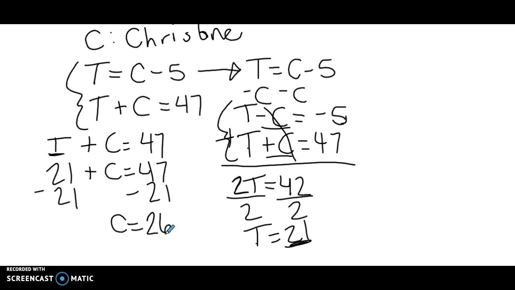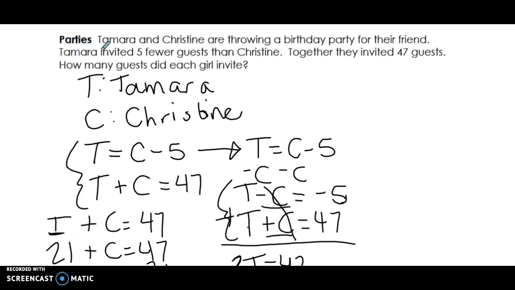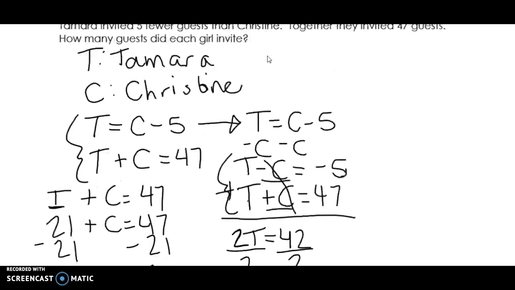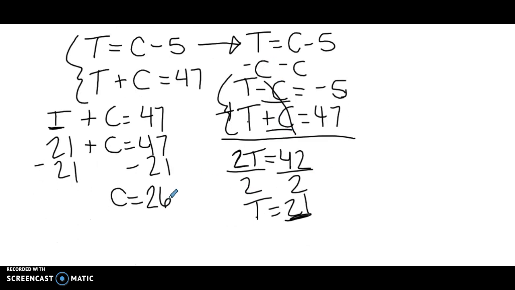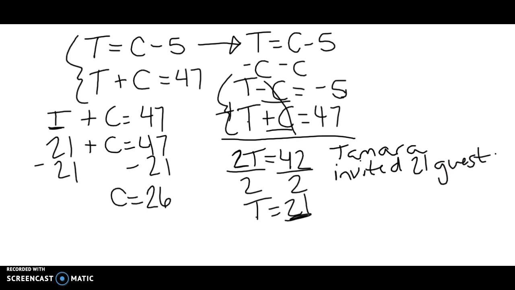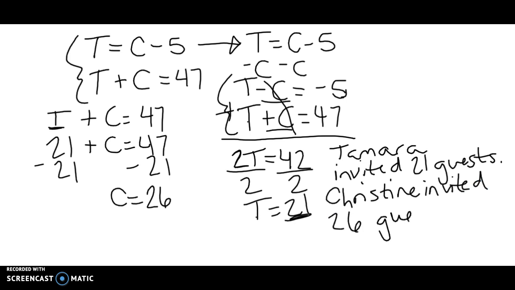And I can double check my answer a little bit here because it says in the problem, Tamara invited 5 fewer guests than Christine. Tamara invited 21, Christine invited 26. That is 5 fewer indeed, so that is my answer. So you would say Tamara invited 21 guests and Christine invited 26 guests. There we go.